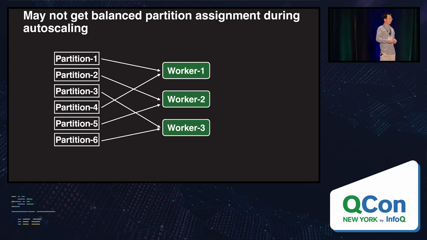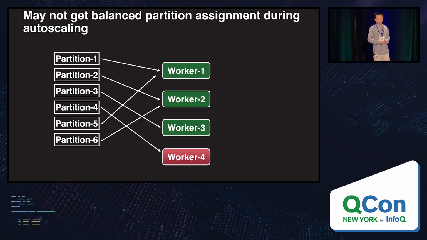Now let's say auto-scaling decides to scale up the number of workers because the traffic grows. So now it adds a new worker. Now we're assigning 6 partitions to 4 workers. So we get an unbalanced workload assignment. Again, over-provisioning the number of partitions can help, but it also has performance implications.